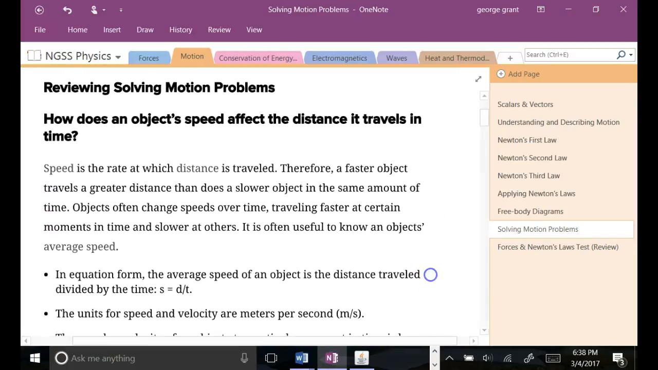Okay, solving motion problems. How does an object's speed affect the distance it travels in time? Speed is the rate at which distance is traveled. Therefore, a faster object travels a greater distance than does a slower object in the same amount of time. Objects often change speeds over time, traveling faster at certain moments in time and slower at others. It is often useful to know an object's average speed.